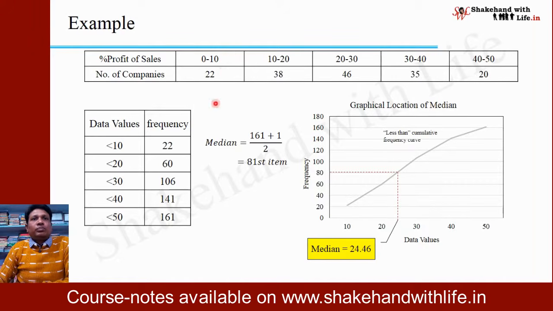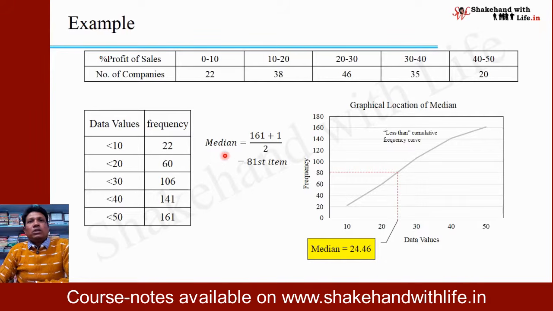Class 22. And how many companies would be in less than 20 profit share? When the profit share is less than 20, it is 22 plus 38 is 60. And how many companies are earning less than 30% of the sales? 22 plus 38 plus 46 is 106, then 141, then 161. This is the cumulative frequency, in a less than way.